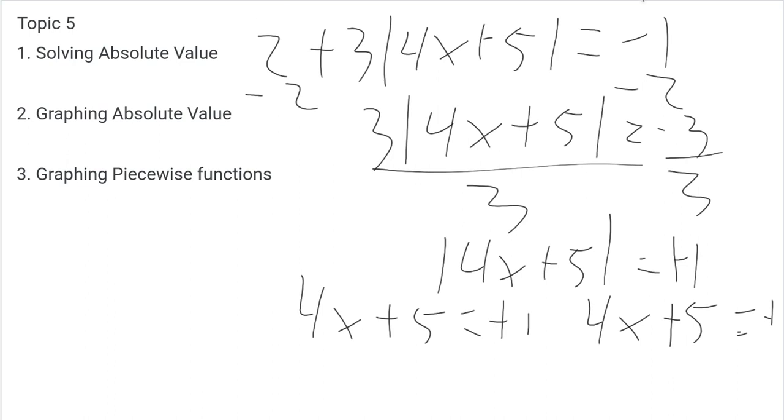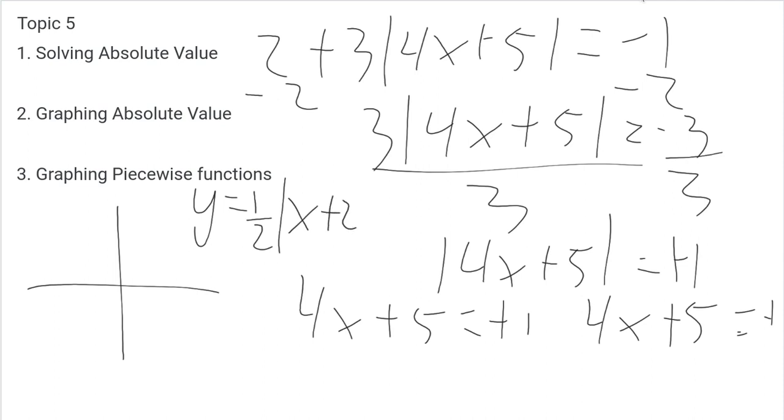Graphing absolute value. This was my rate of change. Inside the absolute value is opposite of what we think, and then outside is what we think. So this would mean left 2, down 1, and then up 1 over 2, up 1 over 2, and it makes a V shape for an absolute value.